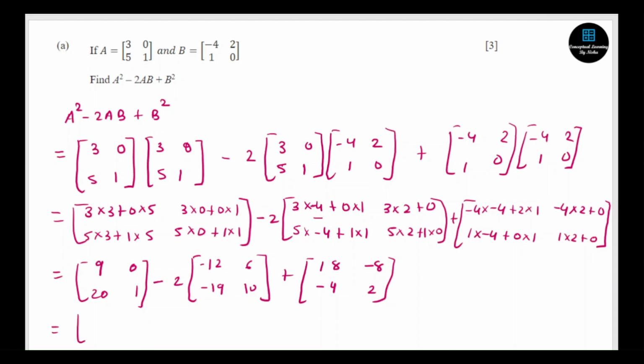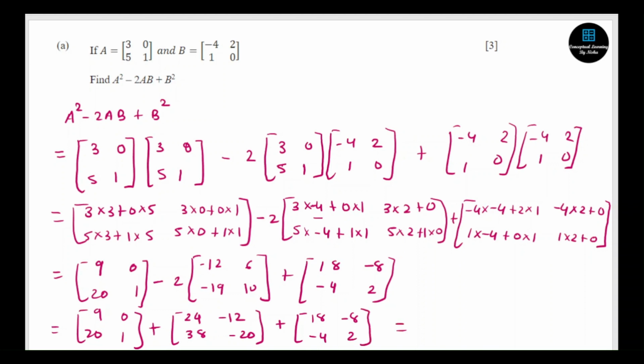So let me just quickly write this. See, this is 9, 20, 0, 1. I'll make this plus because I'm multiplying with a negative number here. So I'll get 24, minus 12, 38 and minus 20. Don't forget to change the sign. And here we'll get 18, minus 8, minus 4 and 2. And now when I add them, I'll get my final answer.